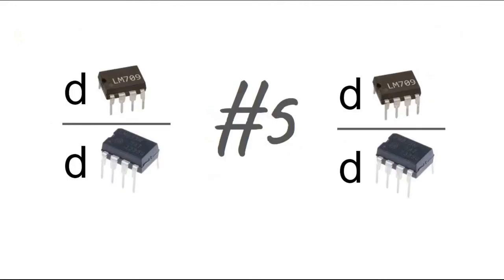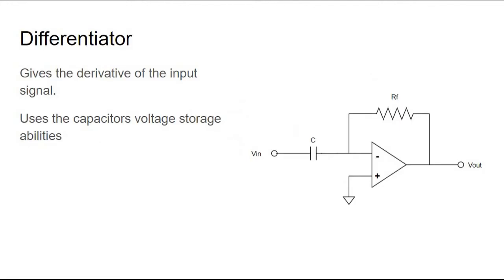The differentiator is an op-amp that outputs the derivative of the input signal. It uses the inherent physical properties of a capacitor to create a differentiator. This has a variety of uses. It's used for analysis of the circuit. As you learn from derivatives, it can show you the rates of change or where your circuit is changing.